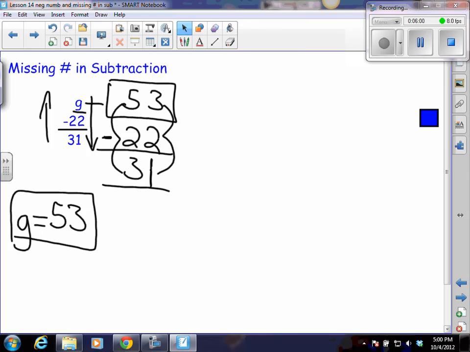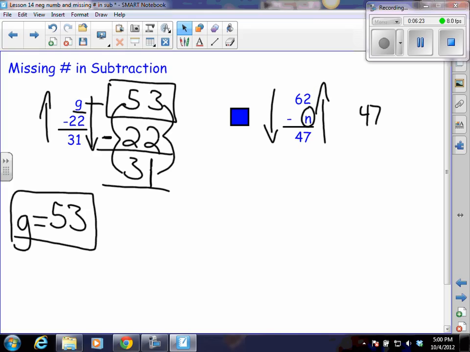Of course, it's not always that simple. And sometimes we have to look at this in a different way. 62 minus n equals 47. If we were to try and subtract down, of course we can't because we have that n there. If we try to add back up, our new problem becomes 47 plus n is supposed to equal 62.